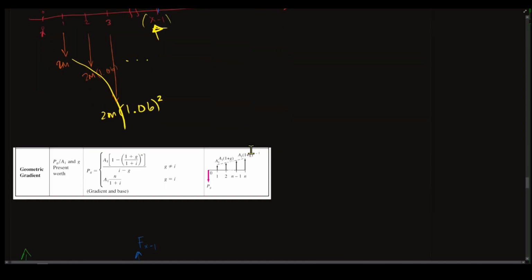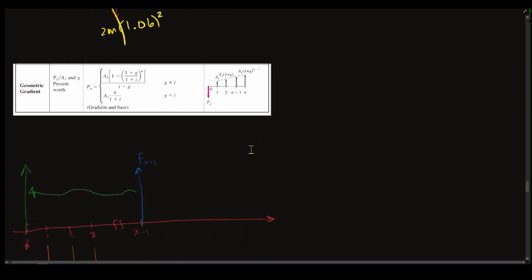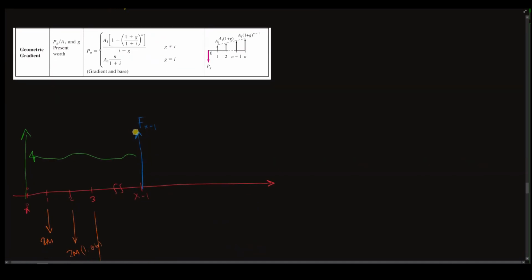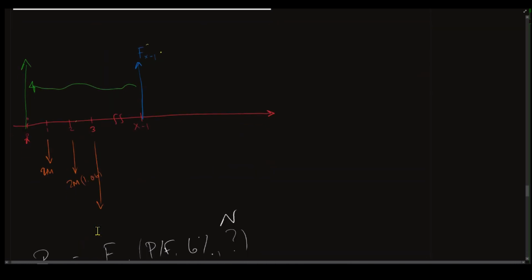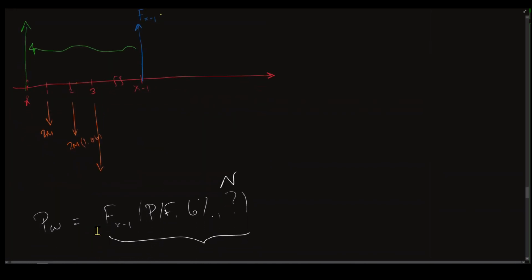But I can't, because we only have the equations for present worth. So I'm going to have to take that future amount and move it to the present. This is the future amount that I want. I could solve this using present worth, so I'm going to say present worth is equal to F times (P/F, 6%, n). We don't know what n is, but you see what I'm saying? I'm taking this amount and moving it to the present.